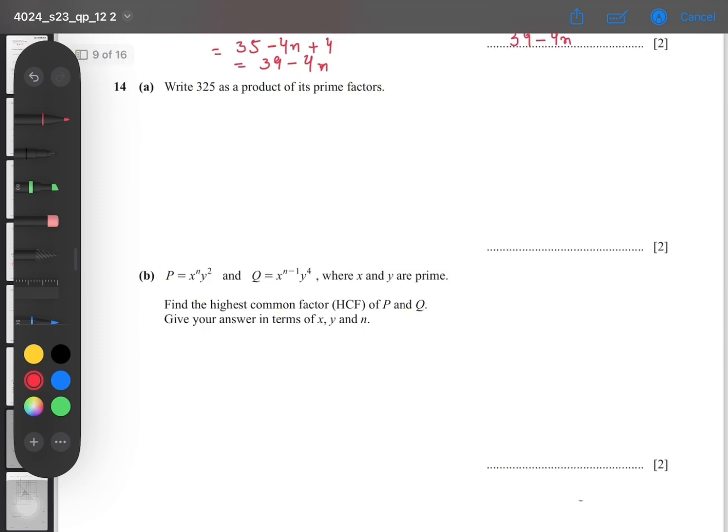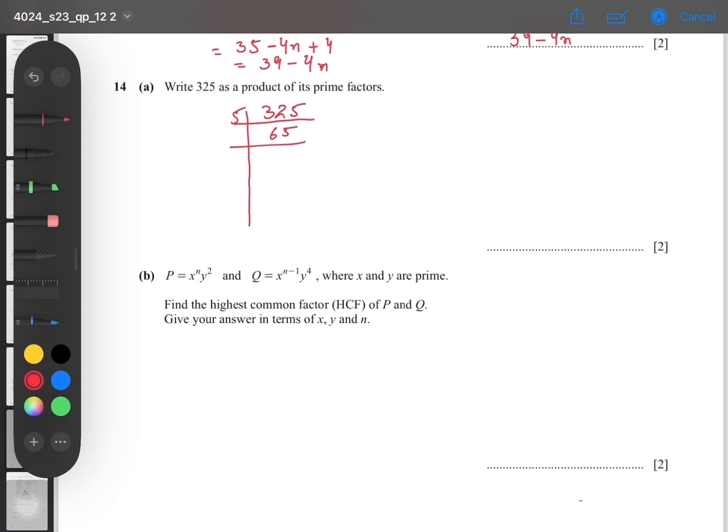Question number 14. Write 325 as a product of its prime factors. So we will use the ladder method. 325 is divisible by 5. So 5 times 6 is 30 and 25, I'll get by 5 times 5.